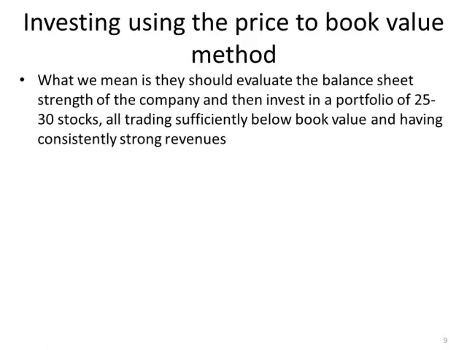So how do we go about doing this in practice? Essentially, we looked at a list of stocks whereby the price to book value was less than 0.8, right? It's trading at more than a 20% discount to book value. From there, you would want to invest in a portfolio of around 25 to 30 stocks, and go through the financial statements of these stocks, looking for companies that have consistently strong revenues, so companies that are consistently making money, and evaluate the balance sheet strength of the company.